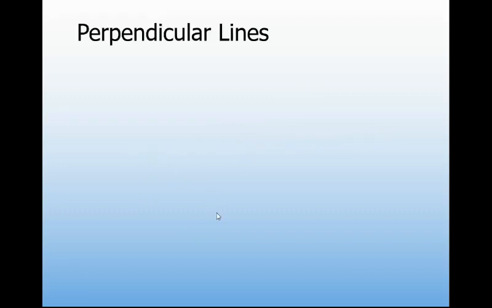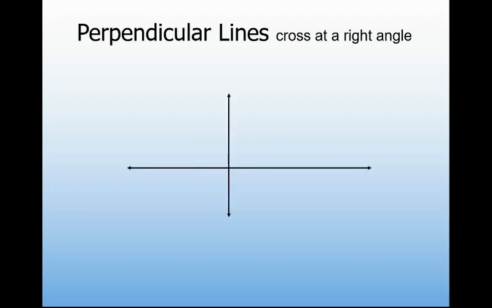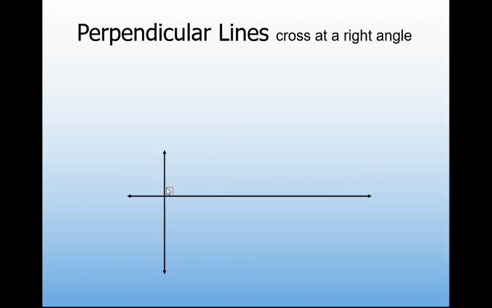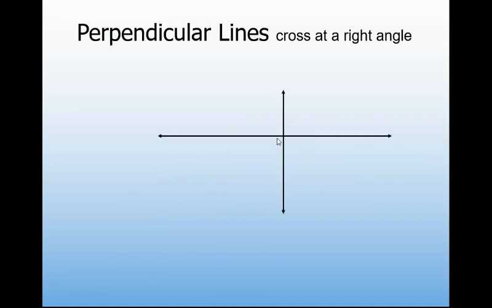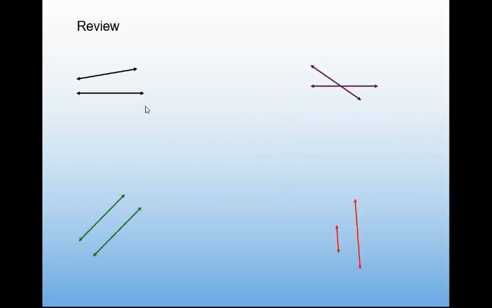Let's see perpendicular lines. Perpendicular means we have two lines that cross at a right angle, forming four right angles like this. We have here two lines. They are intersecting, but they are forming four right angles. 1, 2, 3, 4. 1, 2, 3, 4. Okay, this is also perpendicular, and this is perpendicular also.